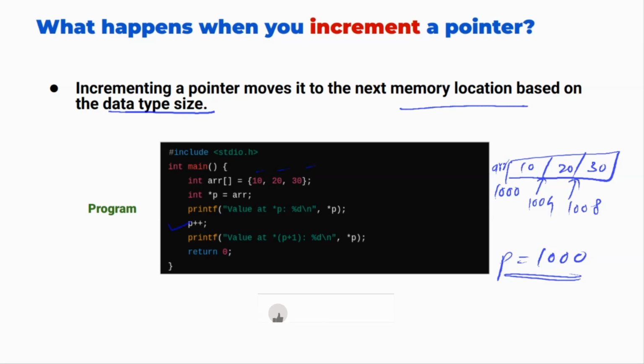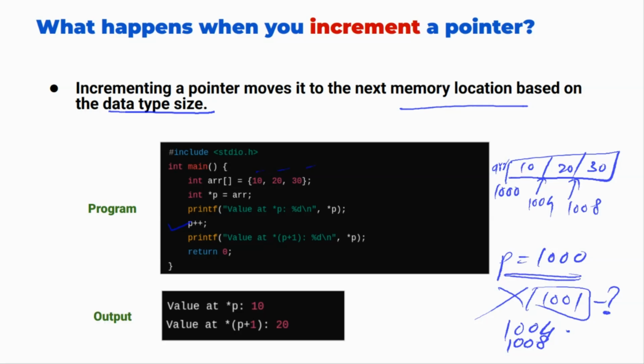Now what will happen if we increment a pointer? Will it hold the 1001 value? No, it will hold the 1004 value. If we increment one more time, then it will hold the 1008 value. So incrementing a pointer moves it to the next memory location based on its data type size. Here integer is of 4 bytes. Hence, if the pointer is incremented by 1, its value will be increased by 4. Here in this case, the first printf will print the value 10, and after incrementing, the pointer will point to the next array element, and once we print the value, it will be 20.